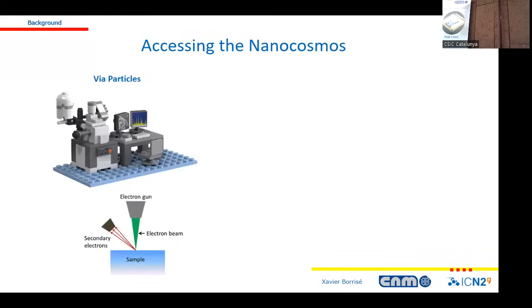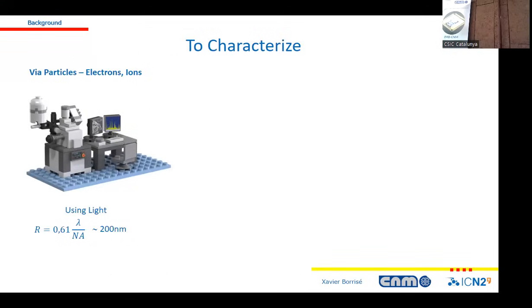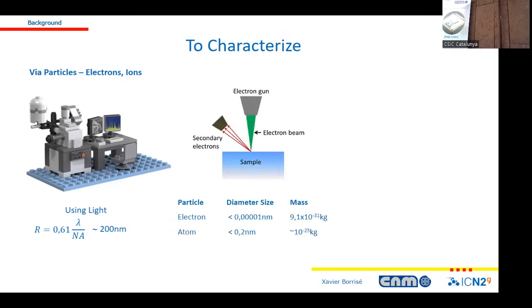Okay, so for accessing the nanoscale, which means from 1 micron below to the nano level, we have 2 ways. One is using particles, and the other is using proximity interactions. Okay, and if we review that with electrons, because we cannot use light, because light gives us a limit of around a few hundreds of nanometers. We have a very nice microscope with a good numerical aperture. Then we use particles, which are smaller. In fact, they are much more smaller.